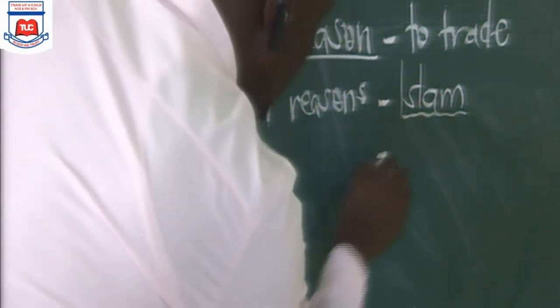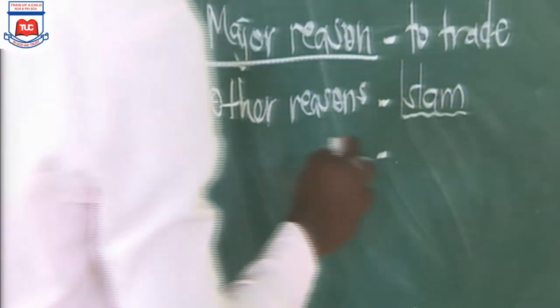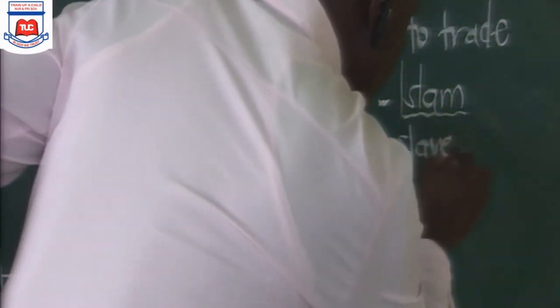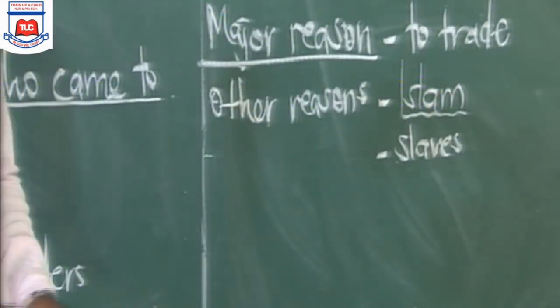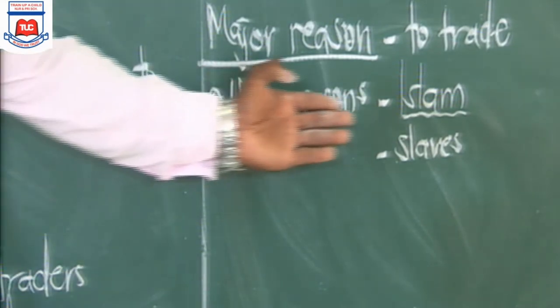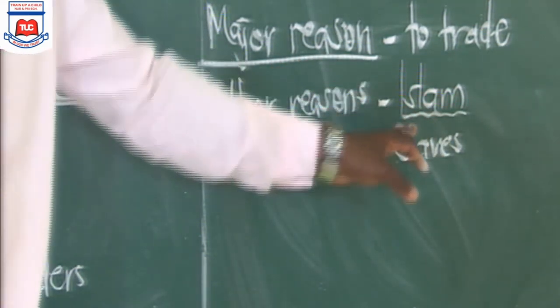So that is one thing you need to note. Other reasons apart from spreading Islam, these people were also interested in getting what we call slaves. They were also interested in getting slaves. That is to add on trade. But I say that the first foreign religion to be introduced to East Africa was Islam.